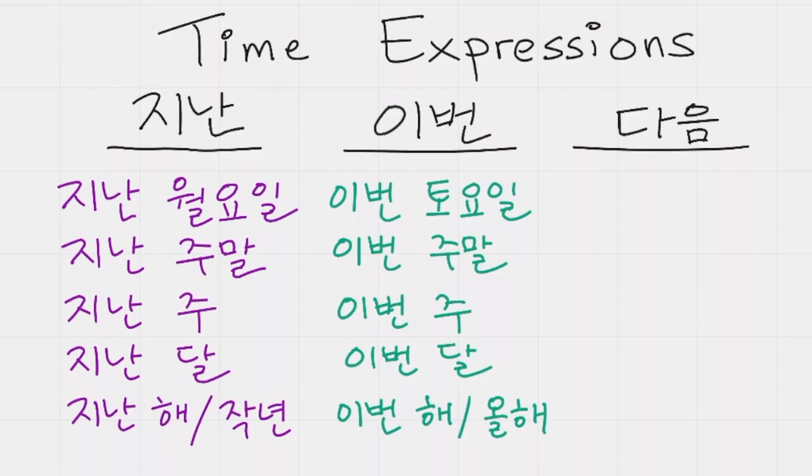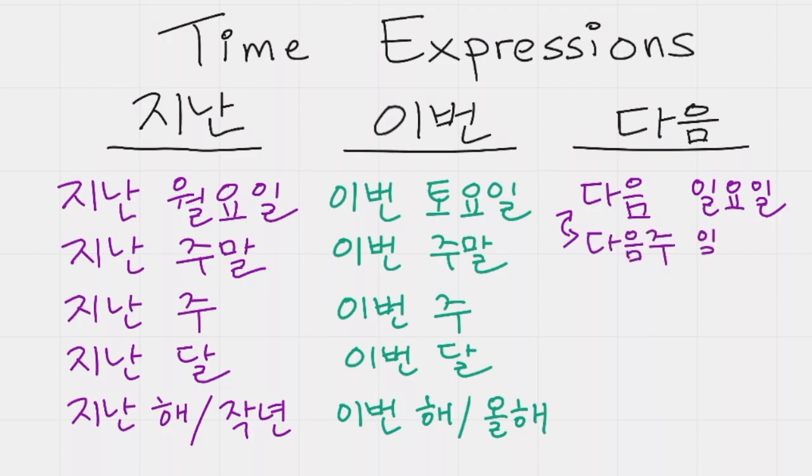Then now, let's do next. Next Sunday. 다음 일요일. There is also one more way you can actually say this. You can either say 다음 일요일 or 다음 주 일요일. 주 is week. So next Sunday can either be 다음 일요일 or 다음 주 일요일. Okay, so it's interchangeable.